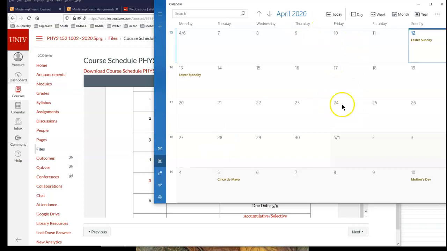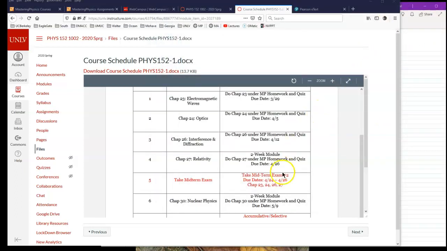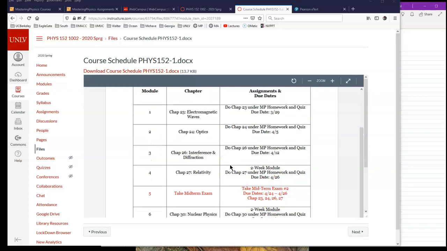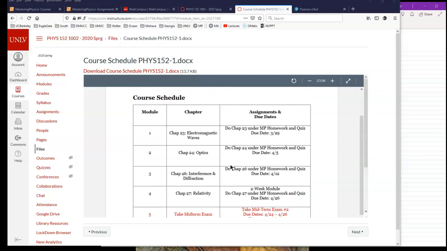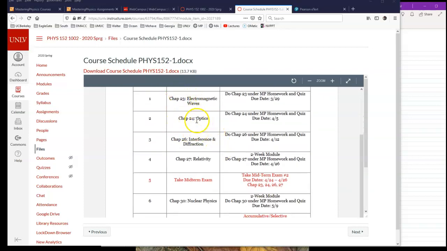Here's the calendar. The 24th of April is a Friday, so it's going to open up Friday morning, Saturday, all the way until Sunday 11:59 right there. We are today on Easter Sunday, so it's going to open for those 3 days, and then you'll take the midterm exam. The midterm exam is going to be over all the chapters that we have covered since midterm 1, which is basically chapter 23, chapter 24, chapter 26, and chapter 27. Okay, you got it, everyone?